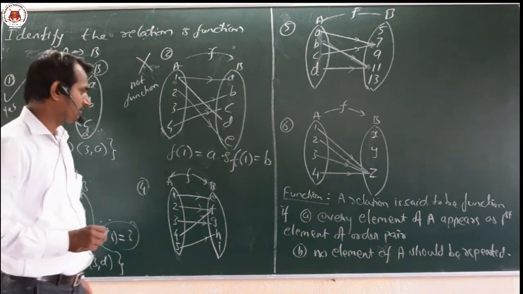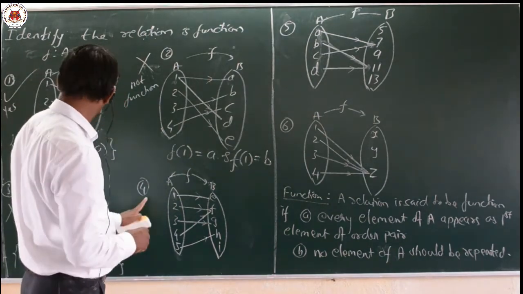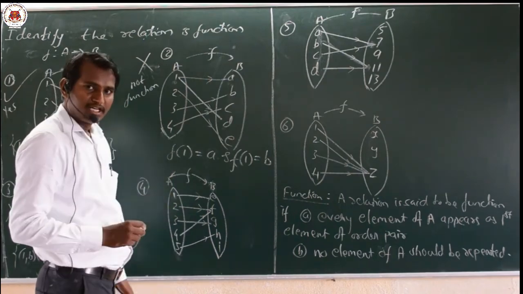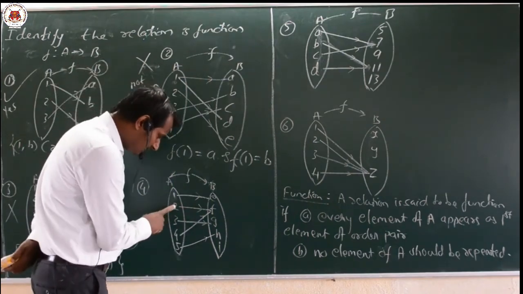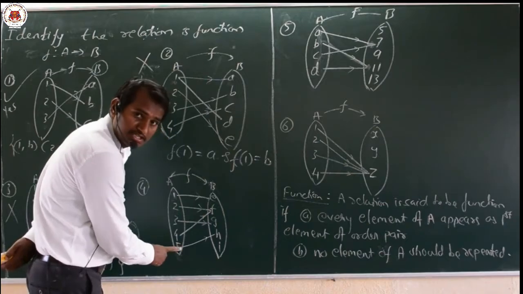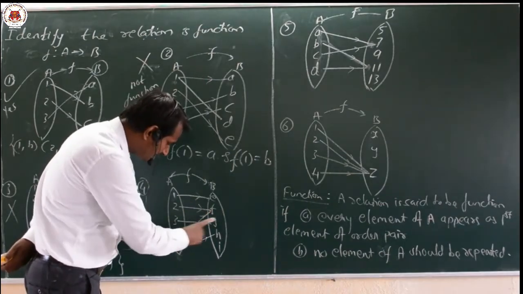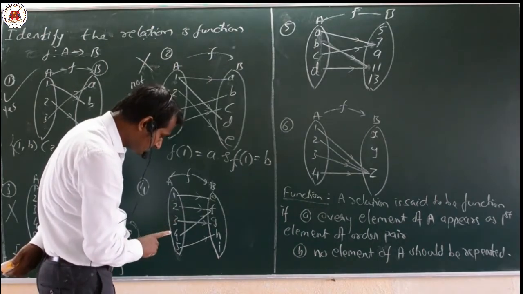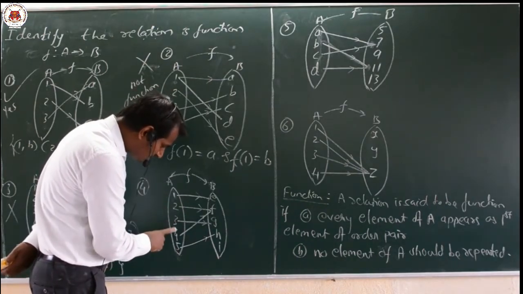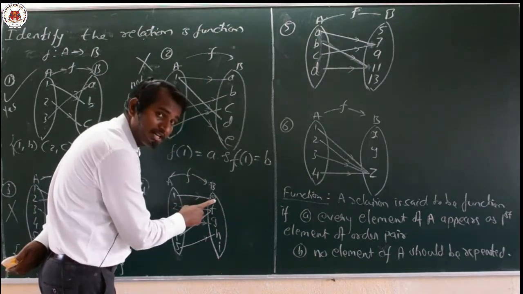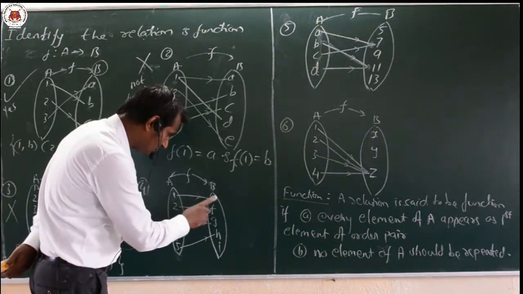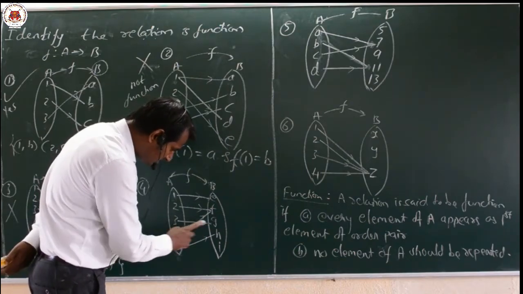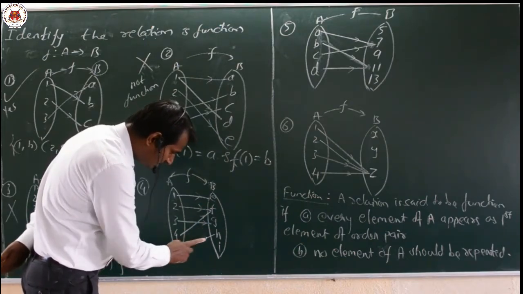Next one, the fourth one. Just looking at the example, we can identify now. The first condition is satisfied: every element has an image here. That is right. Now the second condition: no element of A should be repeated. That means for 1, only one line is there. 1 to E, 2 to F, then 3 to F, 3 to G here, 4 to F, and 5 to H here.